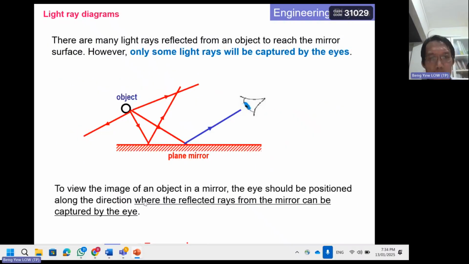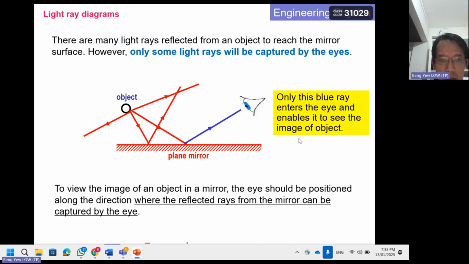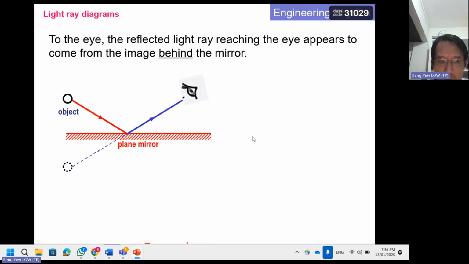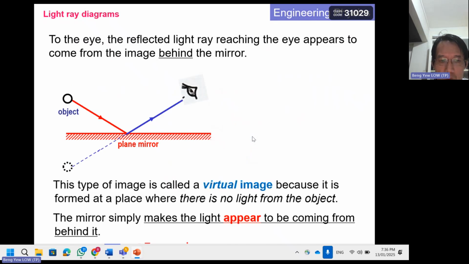Even though an infinite number of light rays are reflected, only some of the reflected rays will be captured by the eyes. These light rays captured by the eye give us the image that the eyes can see. In the diagram, only the blue ray enters the eyes, which enables the eyes to see it. The image appears to come from behind the mirror. This is another reason why it is called a virtual image, because no light comes from the image.